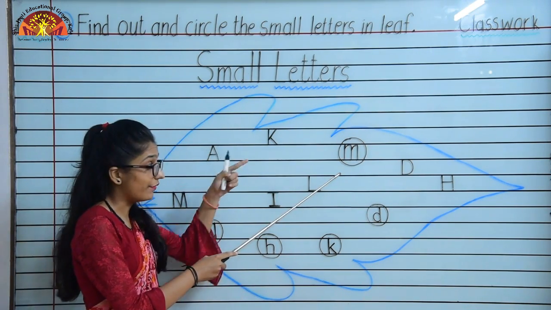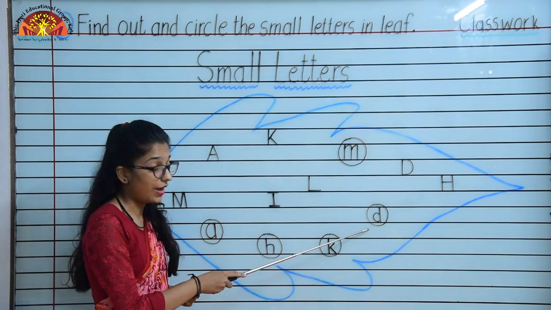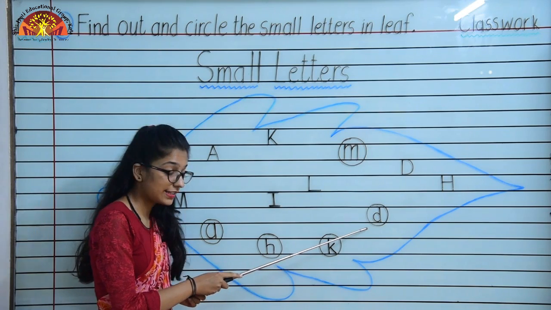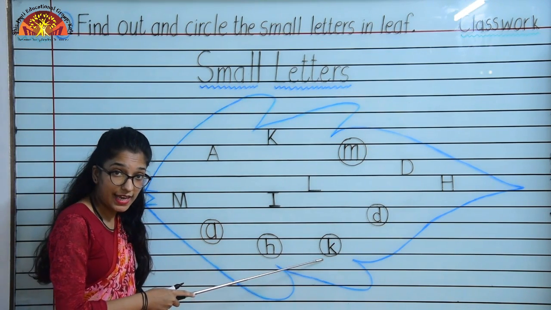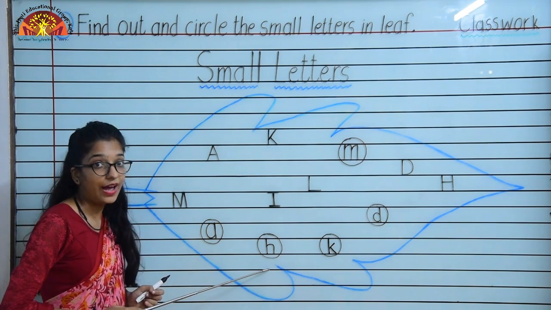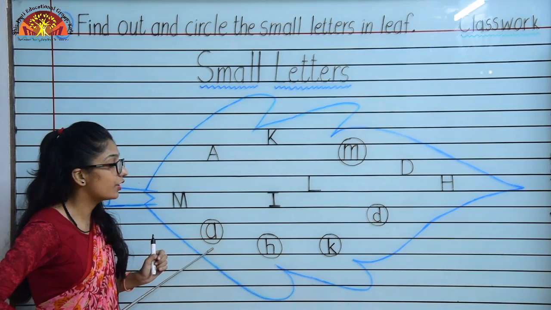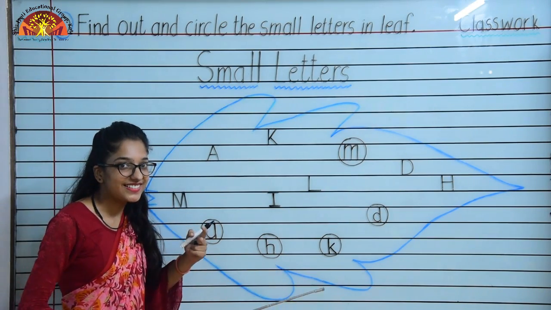Letter M, you have to circle on this one. On letter D, you have to circle like this. On letter K, you have to circle like this. On letter H, you have to circle. And on letter A, you have to circle because these are small letters.